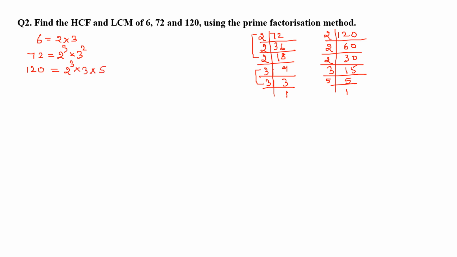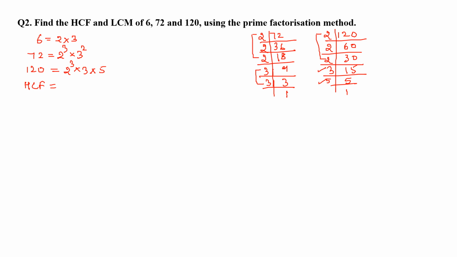Okay, because here 2 came 3 times and 3 and 5 came one time. So I am doing the factorization like 2 cube into 3 into 5. Now, according to the definition, how to find HCF? HCF is the product of the smallest power of each common factor.